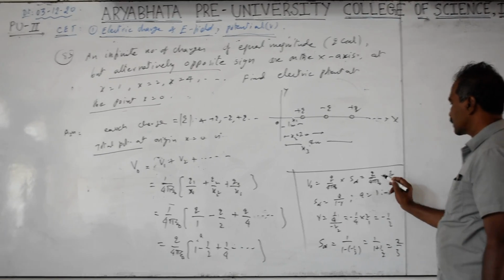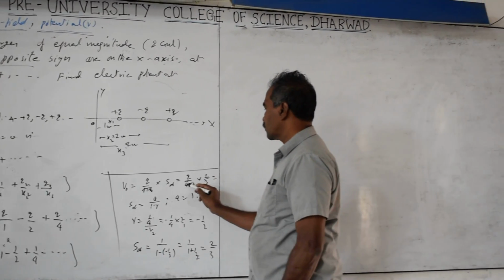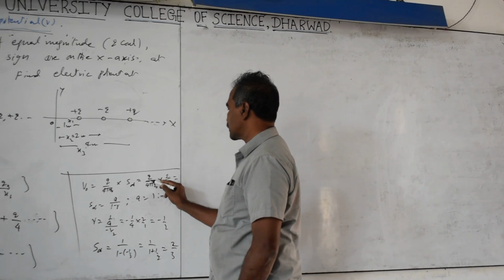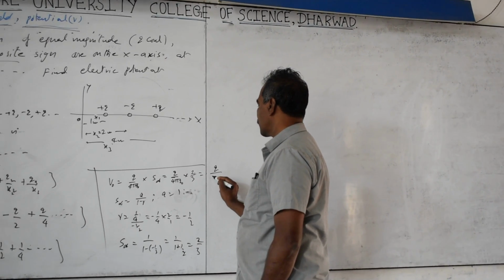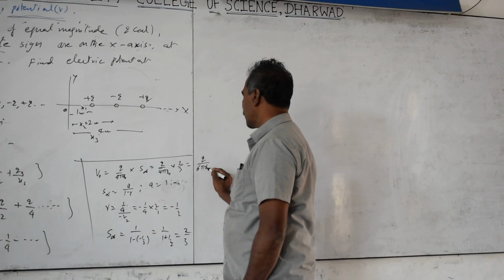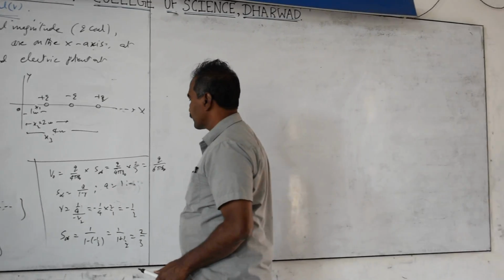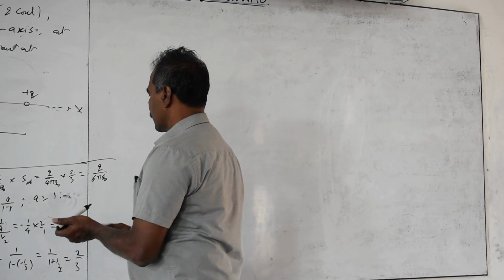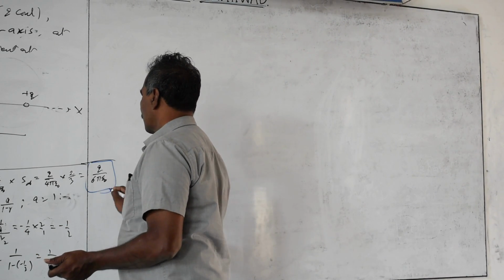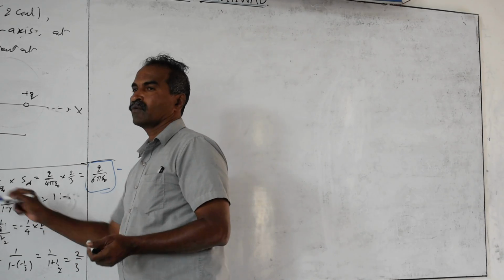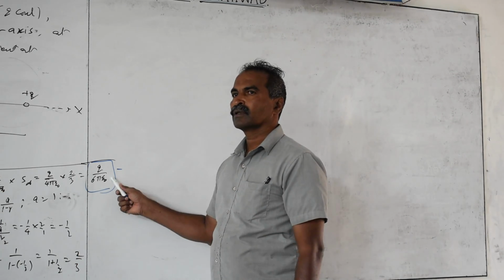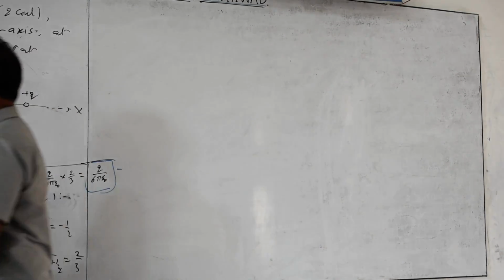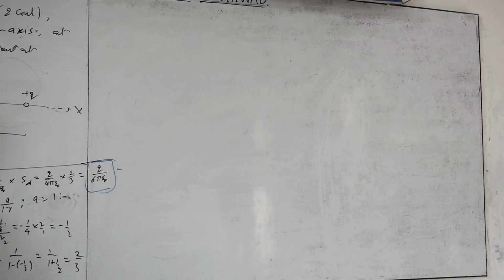So 2 2s are 4, the result becomes Q by 6 pi epsilon. That is the answer. You don't need to complete all the steps. We do not accept this one, only the answer. So you must reduce the steps. No need to take all the steps directly. You must be able to find this step directly.